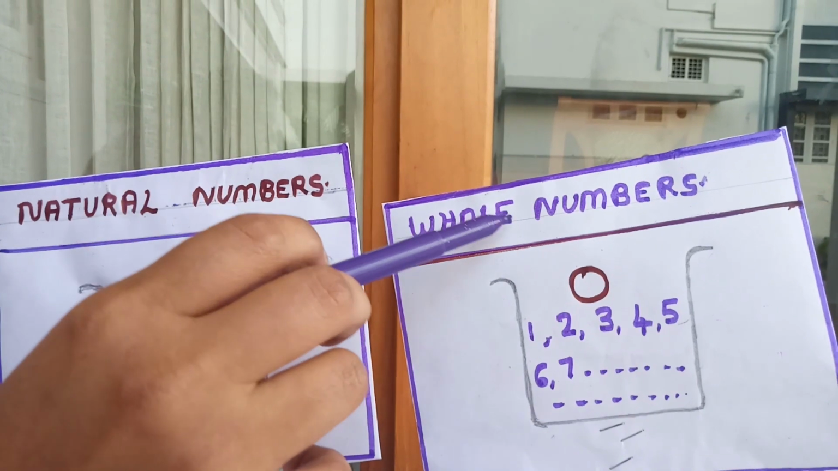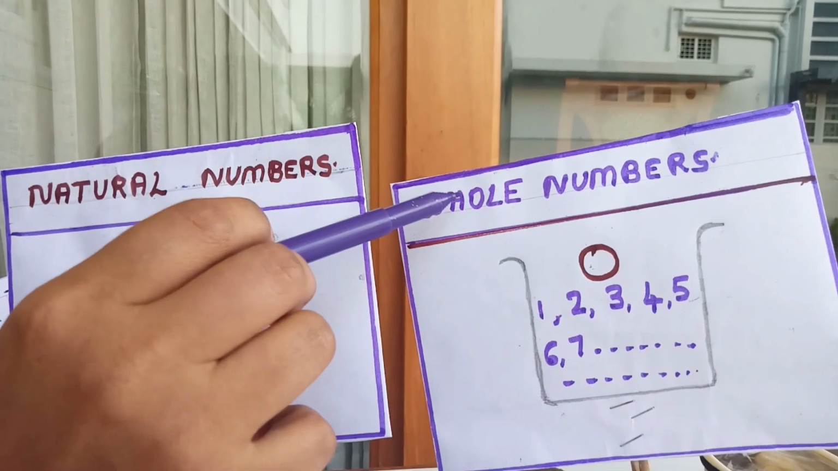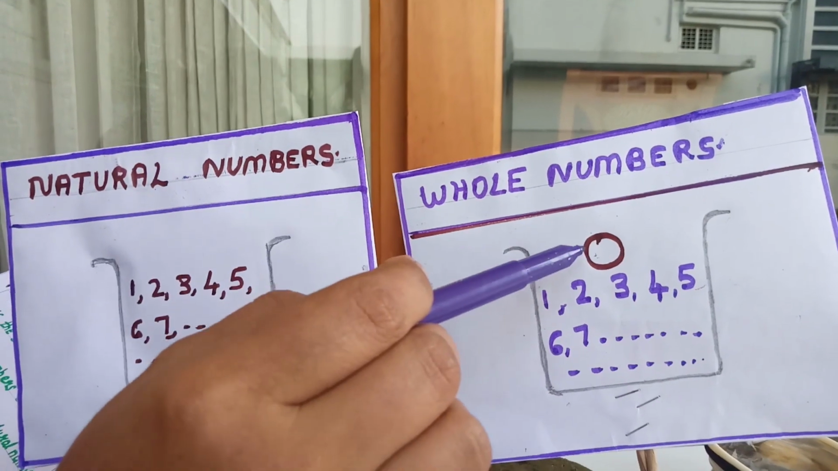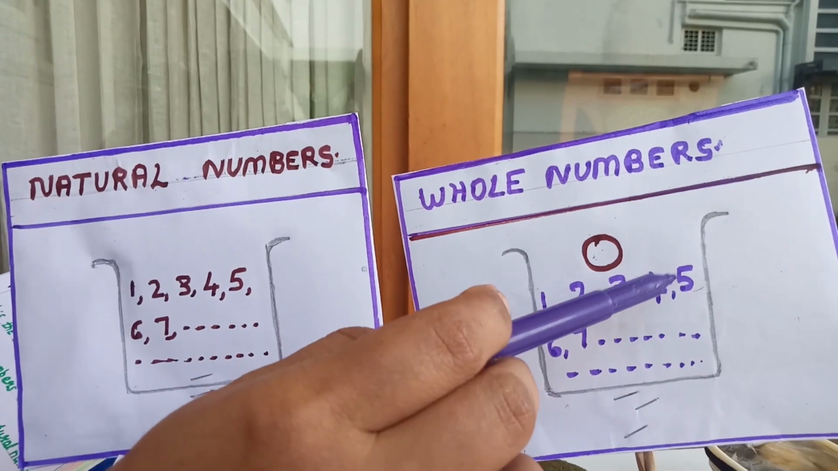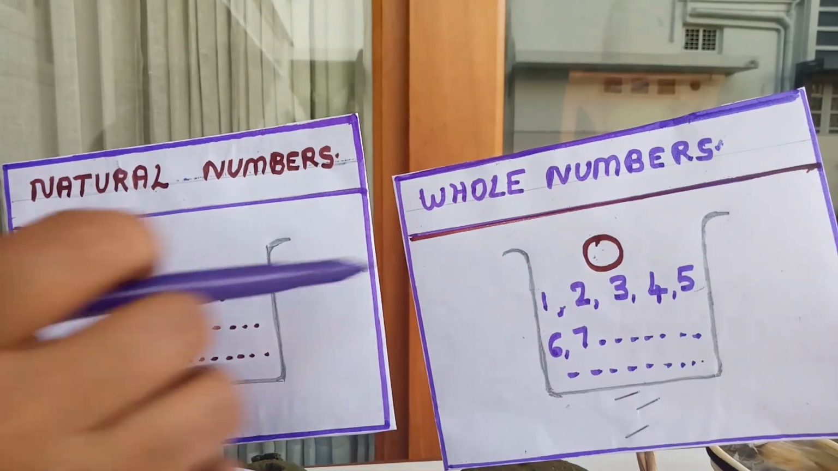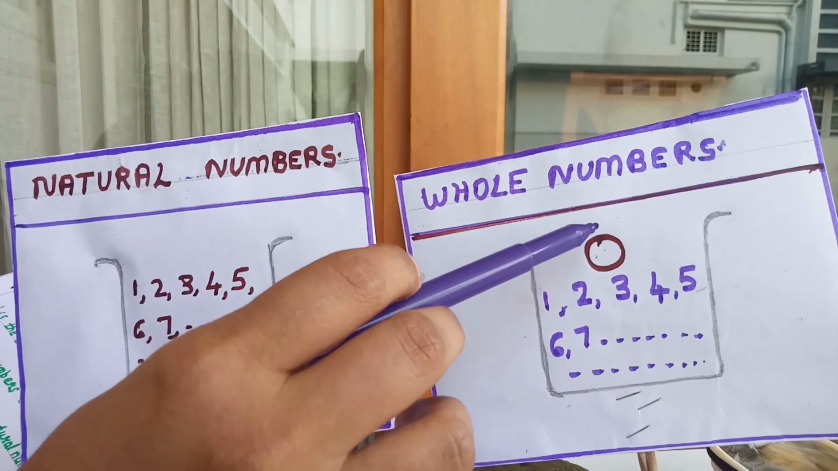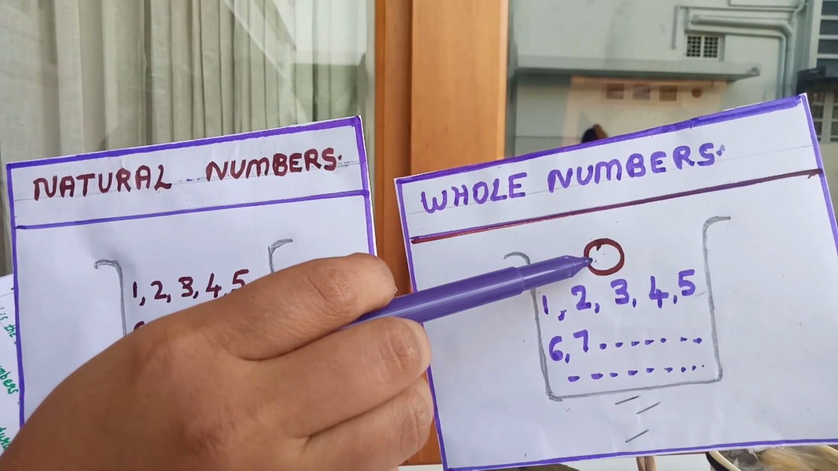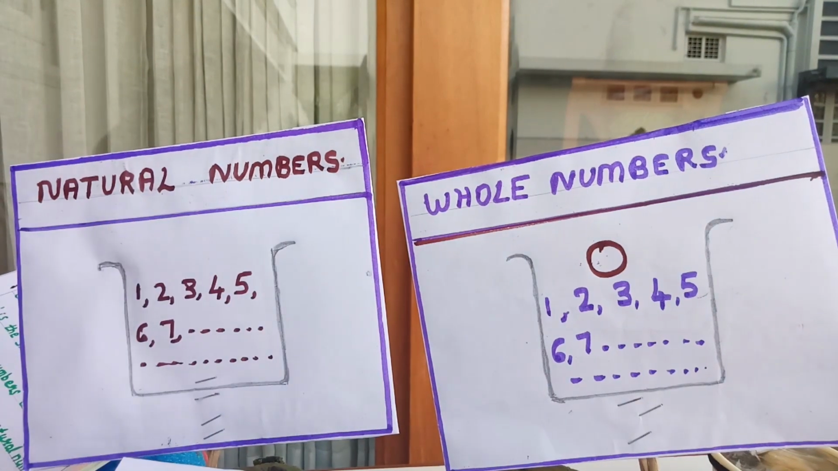But coming to whole numbers, one more number is there, that is 0. That means the whole numbers are a basket of numbers: 0, 1, 2, 3, 4, 5, 6, 7 and all the other remaining numbers. So which basket will be greater, will contain more numbers? Whole number basket or natural number basket? Definitely we can say that the whole number basket is bigger. Why? 0 is extra in the whole number basket.